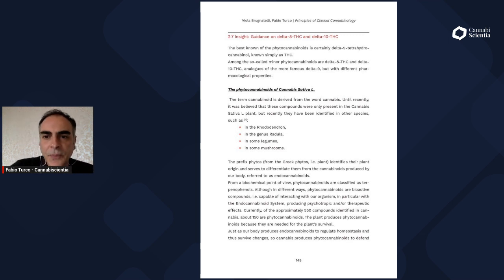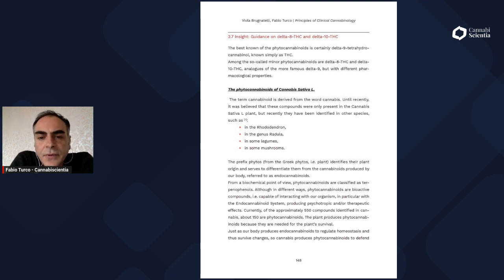But let's go on. Until recently, it was believed that these compounds, namely the phytocannabinoids, were only present in the cannabis sativa plant, but recently they have been identified in other species, such as rhododendron, the genus Radula, some legumes, and some mushrooms. So it was believed that cannabinoids were exclusively produced by the cannabis plant, but now it is clear that other plant species and also other mushrooms possess these compounds. In the cannabis plant, we can find a perceptible amount of these cannabinoids, while in other species, these substances are present only in traces. But anyway, we can find cannabinoids not only in the cannabis sativa plant.